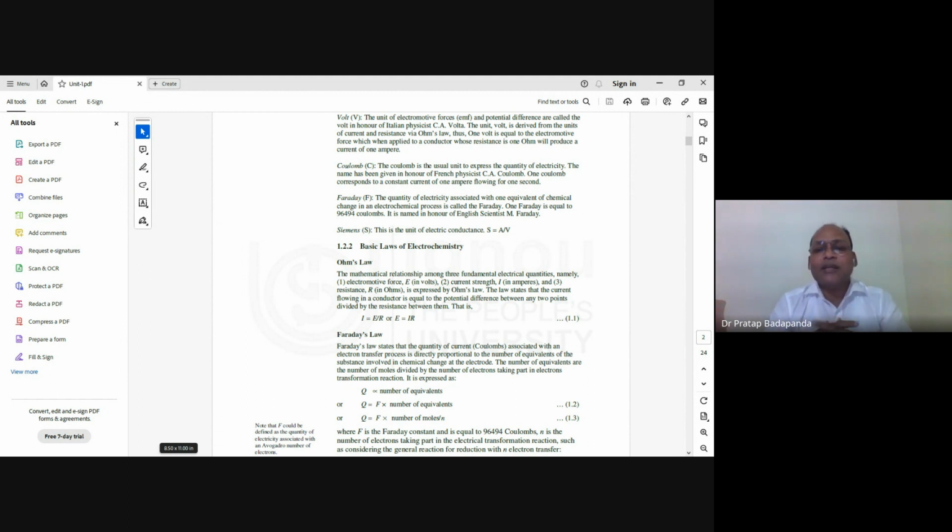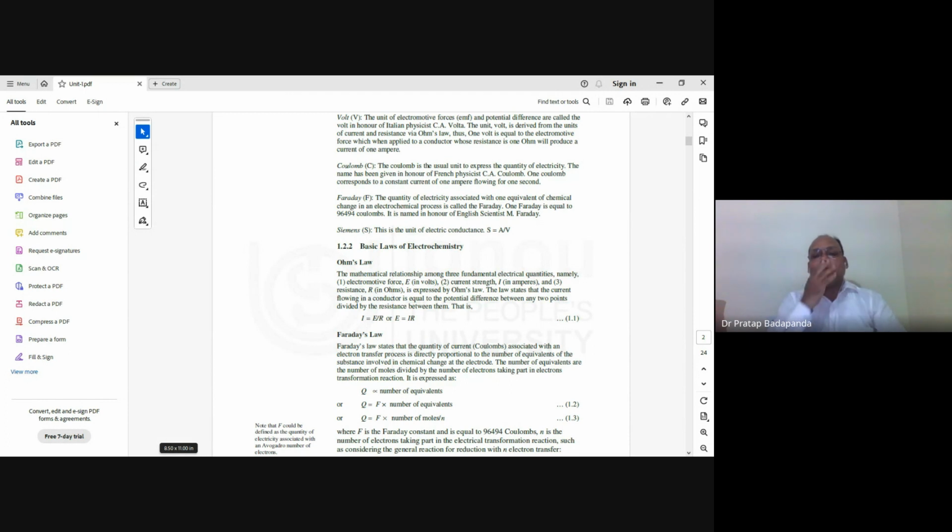So the potential difference between any two points divided by the resistance between them. So that's why, when it is connected, it will show I in ampere is equal to the electromotive force EMF divided by resistance, or E is equal to IR. This is the expression, so you have to memorize it.